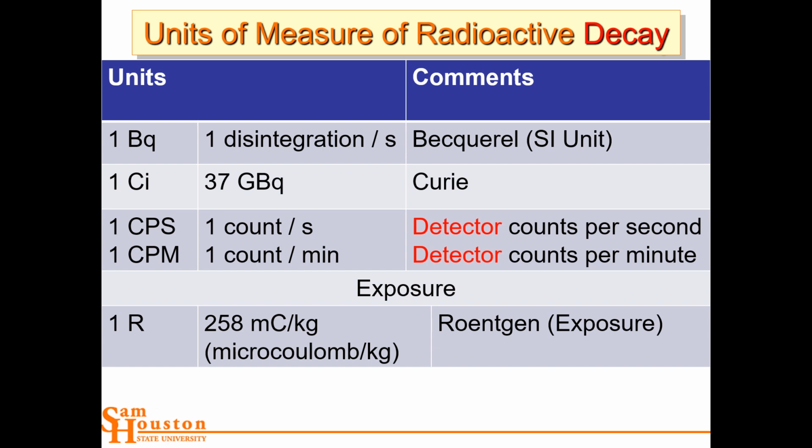So CPS or CPM: 1 CPS is 1 count per second. That's how many disintegrations, or how many nuclear particles, went into the detector. And our counts per minute is obvious. It's the detector counts per minute.